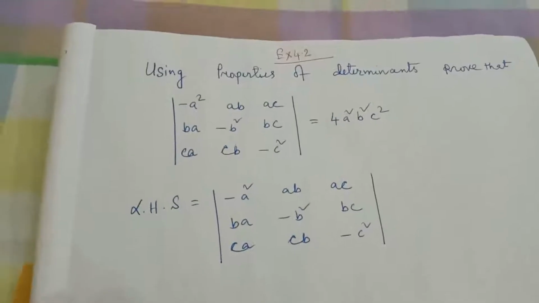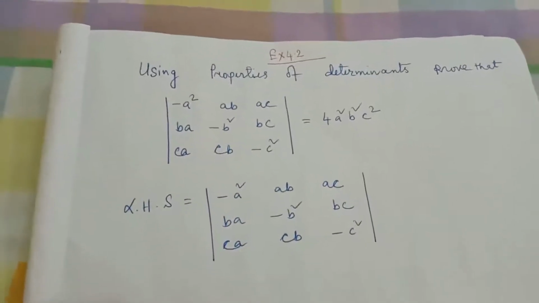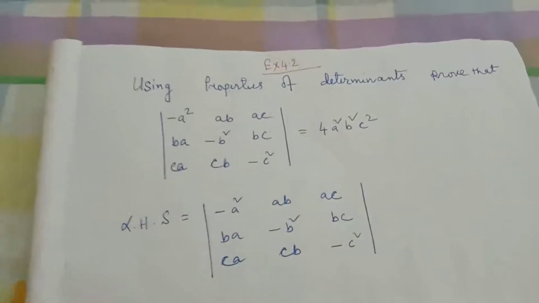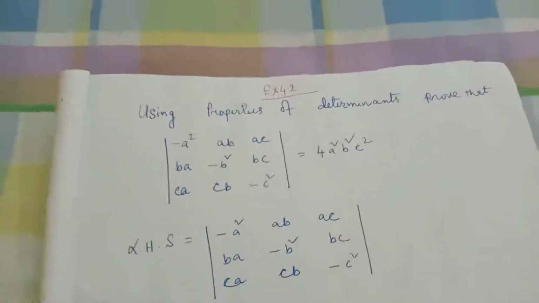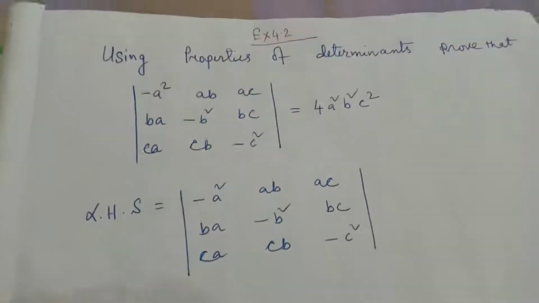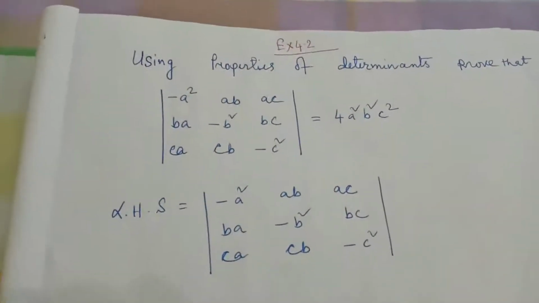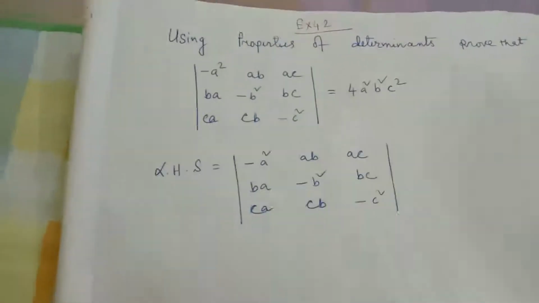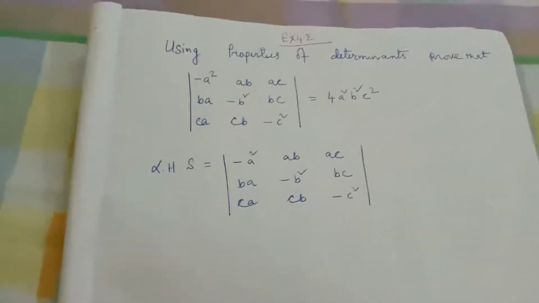Using properties of determinants, prove that. You have to prove the value of this determinant is equal to 4a square b square c square. Let us start from the left hand side.